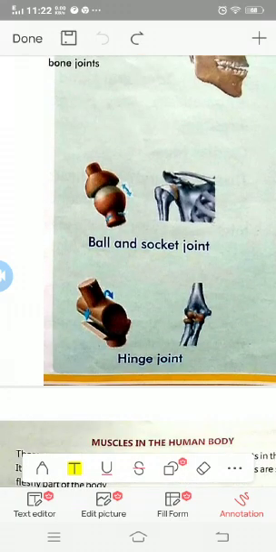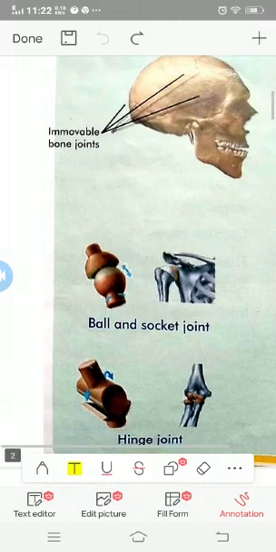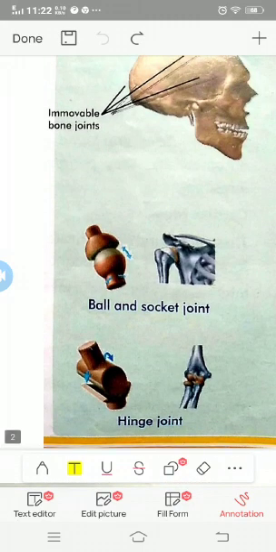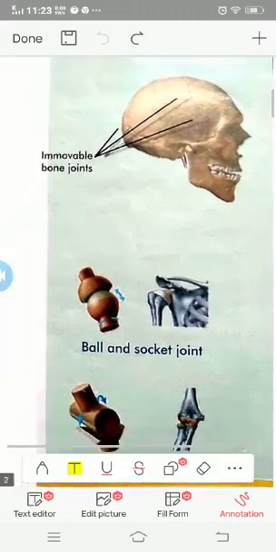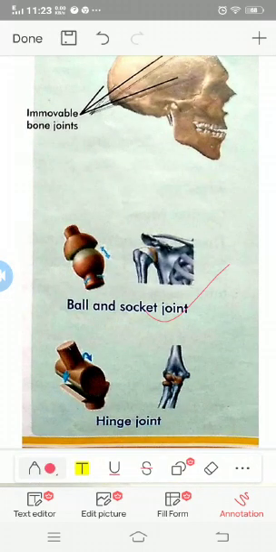The next one is the movable joint. What is the movable joint? The movable joints are concerned with the different kinds of movement in the body. They occur in the limbs, which allow free movement. The movable joints are the ball and socket joints, the hinge joints, the gliding joints and the pivot joints.